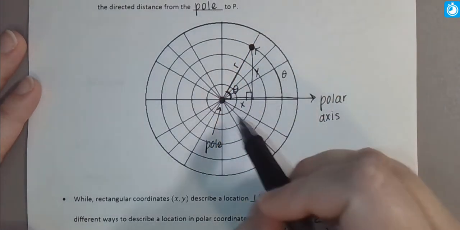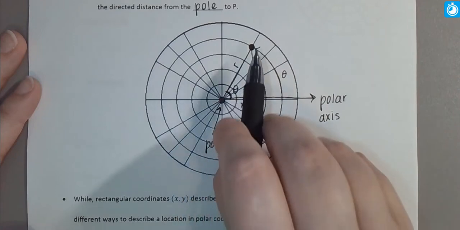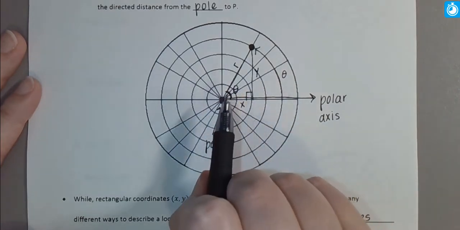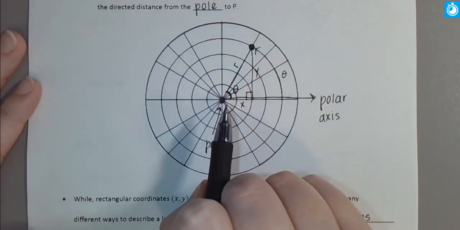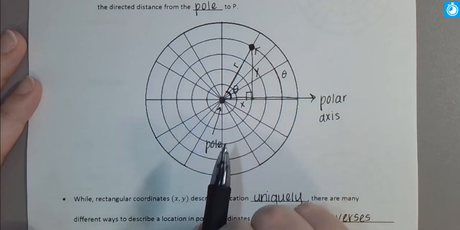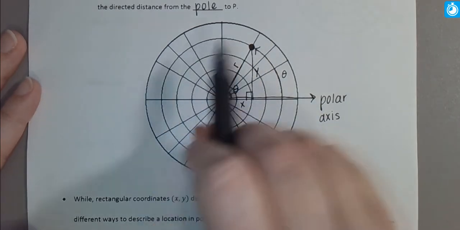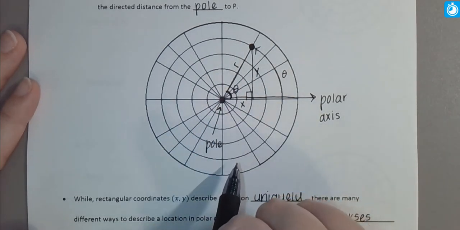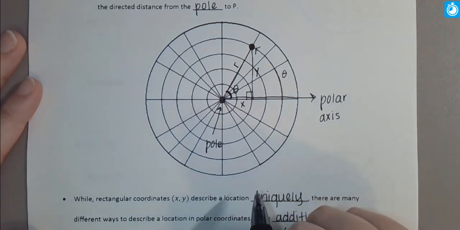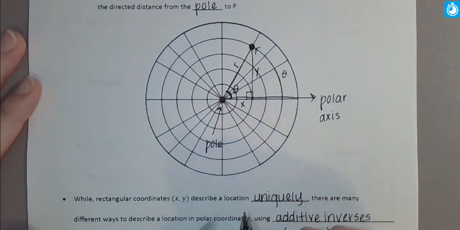So notice with this particular diagram, we now have x and y, rectangular coordinates, and we also have r and theta, our polar coordinates that represent this particular location. So how are all of these values related? Well, they're related based upon our trigonometric relationships.